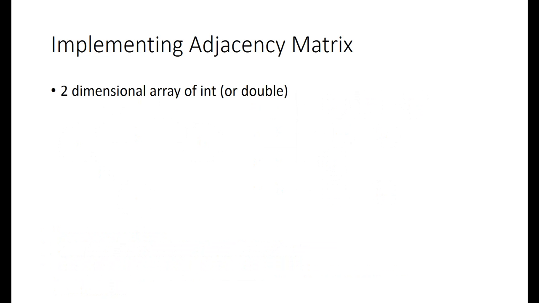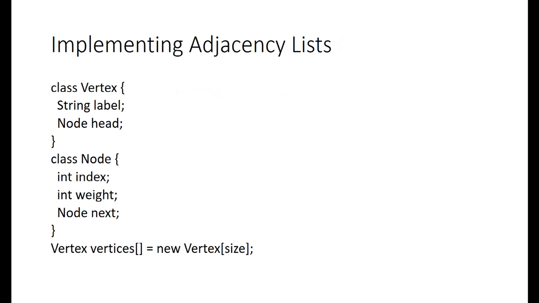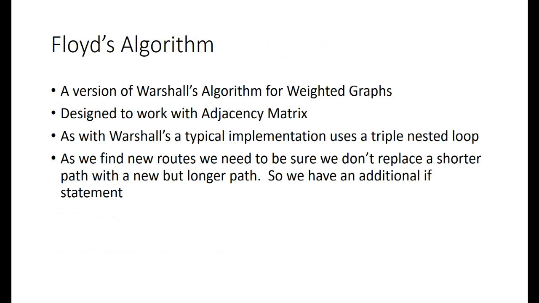Okay. How do we implement these? Well, in adjacency matrix, we use a two-dimensional array, probably of int, possibly of double, or maybe even of short if we're trying to save a little space. If we're doing a list, same as the unweighted, except you'll notice in class node, we've added a weight, right? It happens to be an int here, could have been a double, possibly a short. Okay, so that's implementing your weighted graphs. A couple of possibilities.